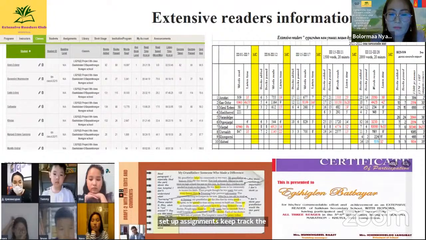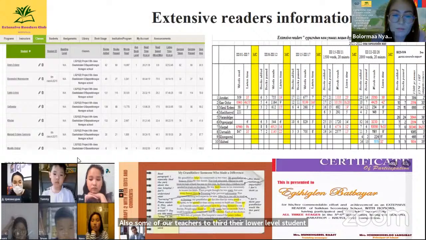Also, some of our teachers tutor their lower level students to use the virtual library and read English books with the Xreading library constantly, because some of the students are beginners, starting to read books with the library. That's why they need help and support.